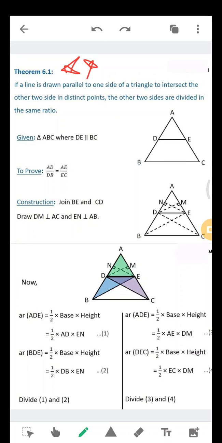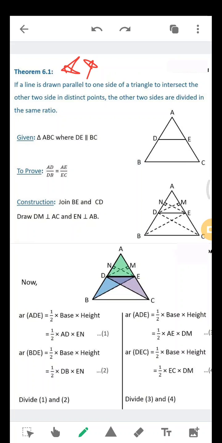So we'll take a triangle ABC where DE is parallel to BC. When DE is parallel to BC, we need to prove that AD by DB, RTP, is equal to AE by EC. Okay, AD by DB is equal to AE by EC. We need to prove this. So for that we'll do a little construction, because for finding the area of a triangle we need the height of the triangle.